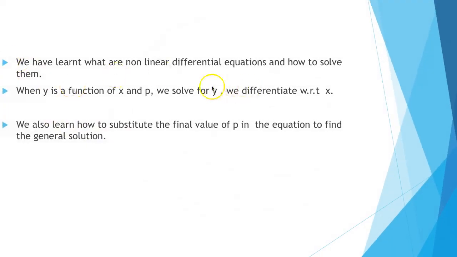So we have learned what are nonlinear differential equations and how to solve them. We have learned that when y is a function of x and p, we solve for y, that is, we differentiate with respect to x. And we also learned how to substitute the final value of p in the equation to find the general solution.